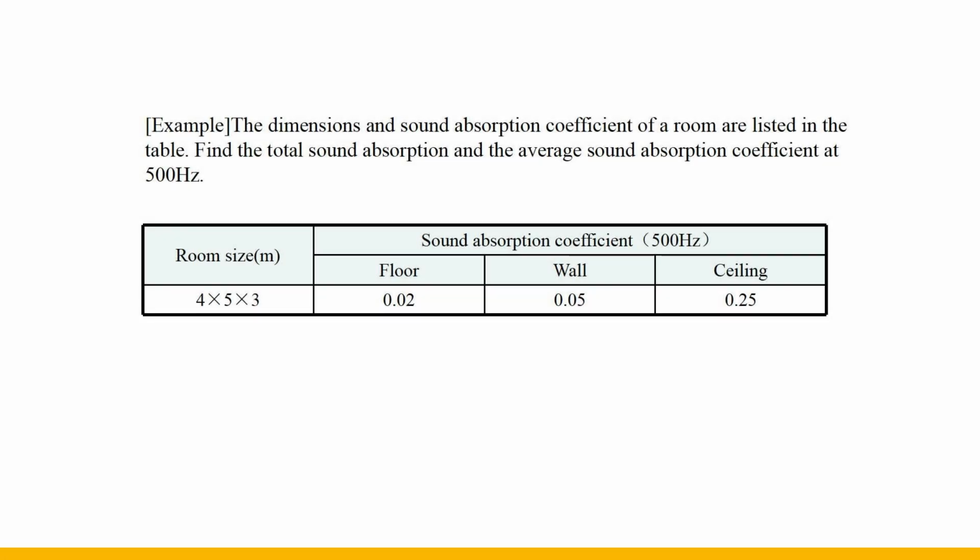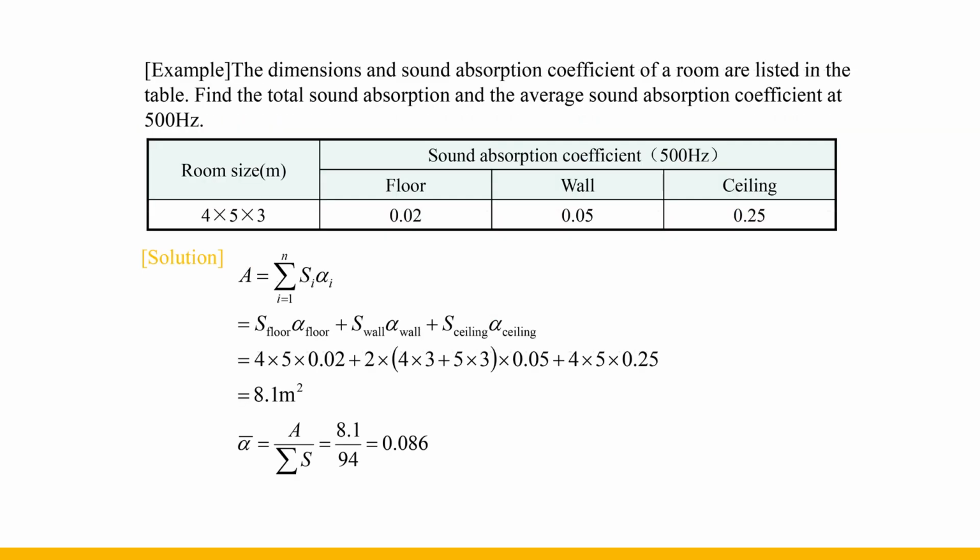Next, let's do an exercise. The dimensions and sound absorption coefficients of a room are listed in the table. Find the total sound absorption and the average sound absorption coefficient at 500 Hz. The amount of sound absorption is equal to the sound absorption area multiplied by the sound absorption coefficient. Since the sound absorption coefficient and the area of the floor, wall, and ceiling of the room are not equal, the sound absorption is calculated separately and then summed, which is 8.1 square meters. The average sound absorption coefficient at 500 Hz is equal to the total sound absorption of the room divided by the total internal surface area, which is 0.086.